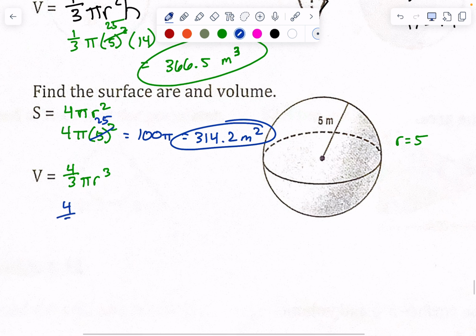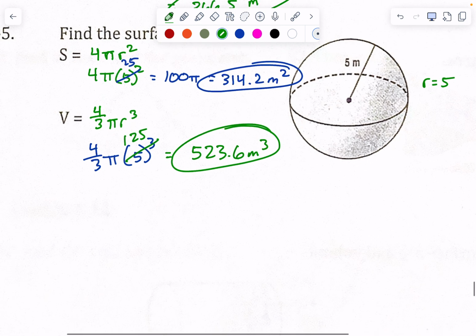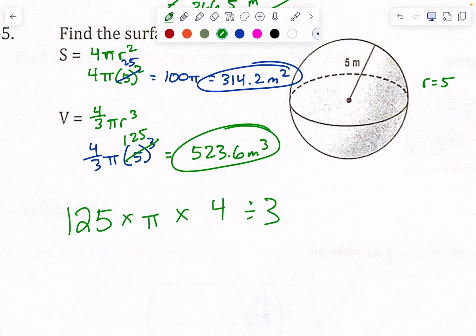Okay? 4/3 pi times 5 cubed. Do you know what 5 cubed is? 125. I don't want to do any more than that. 523.6 meters cubed. Do you know how to do the 4/3 in your calculator? Times 4 divided by 3. If you want to do it that way, you can. Or you can just type in 4/3. If I were to type this into my calculator, I would go 125 times pi times 4 divided by 3. That's how I would type it in. That requires more buttons to do it. Whatever.